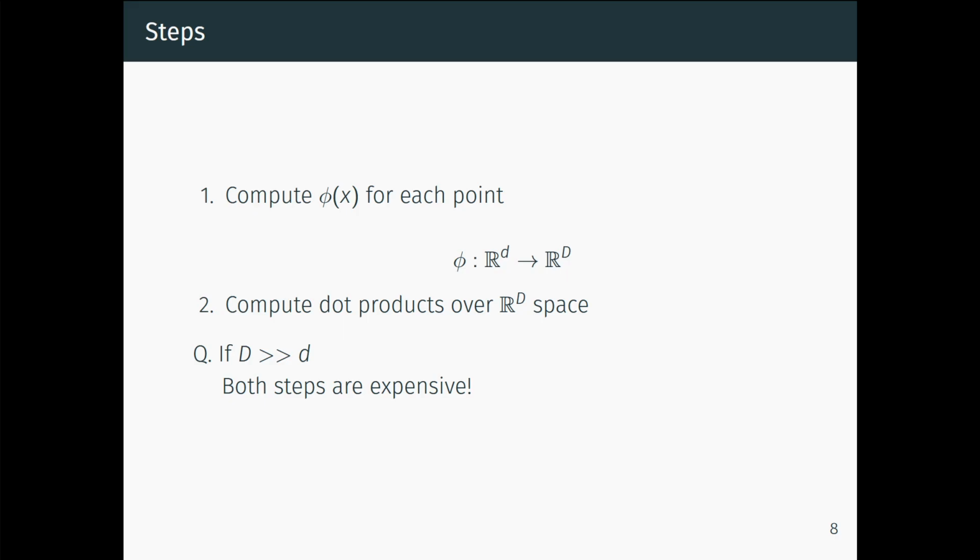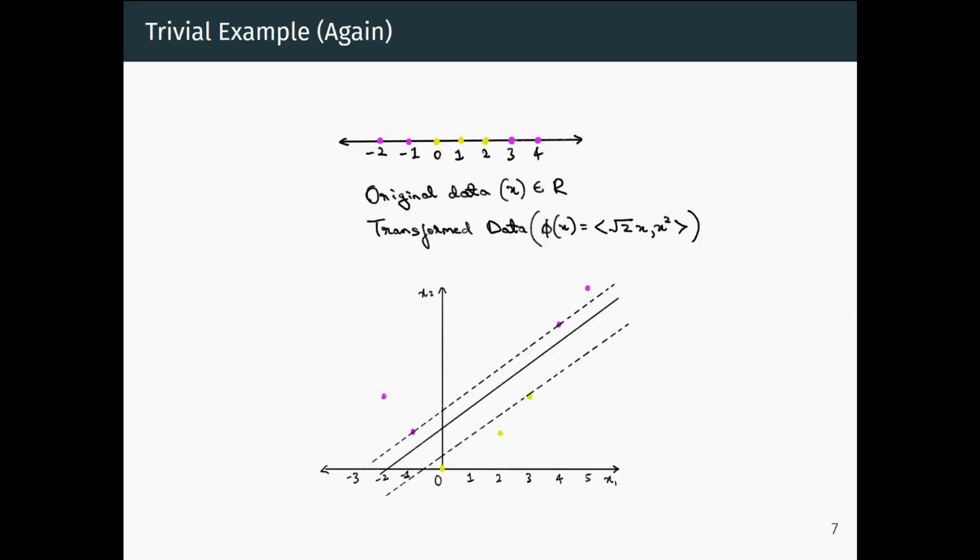So essentially, the steps that we have to follow in this particular formulation are that first we compute phi of x for each point, where phi is a transformation from R small d to R capital D. In the previous example, this transformation is root 2x and x squared.